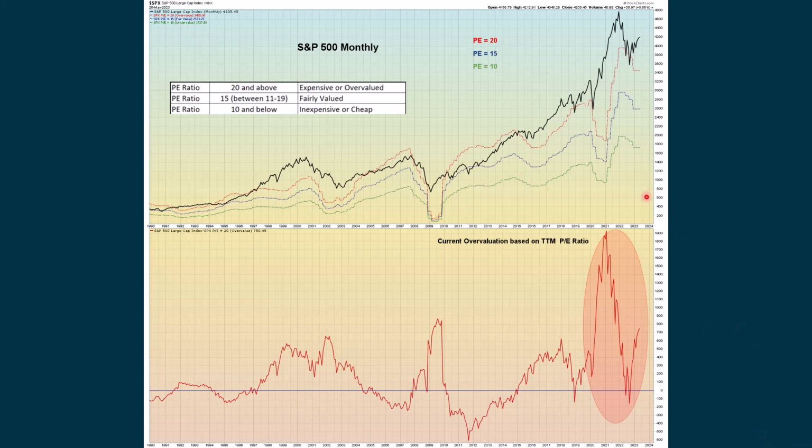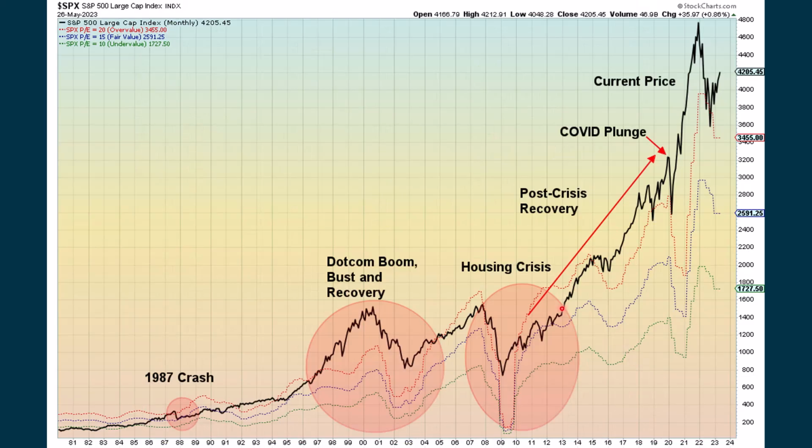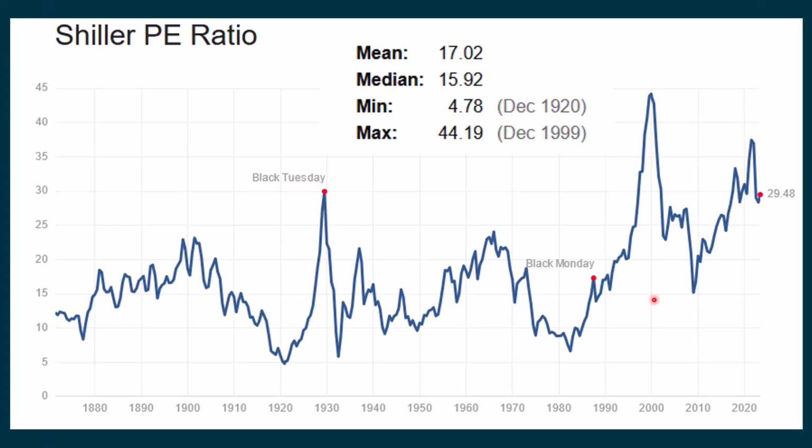Right now, we are above the PE ratio of 20, so that means on a historical basis, the S&P 500 is overvalued. Down below, I have a spread of the price of the S&P to the PE ratio, showing when we're above zero, we are indeed overvalued at this point. We also have another chart where we show different events that have happened in recent history going back to 1980 and what the valuations were at that time.